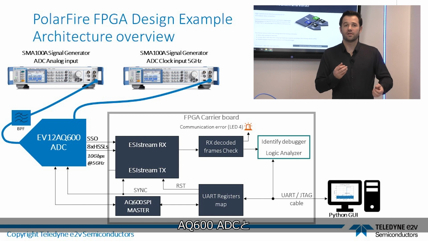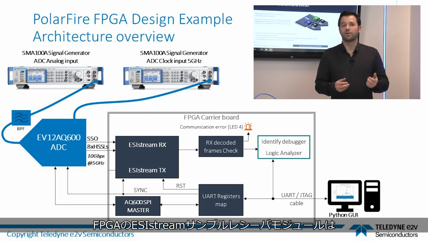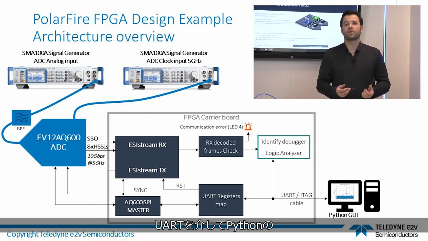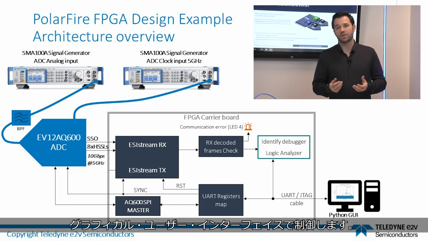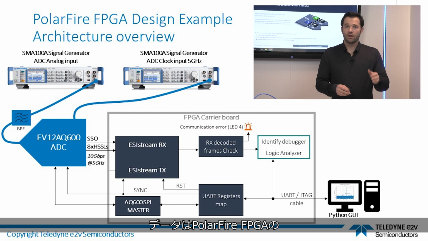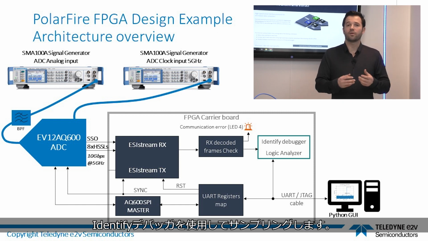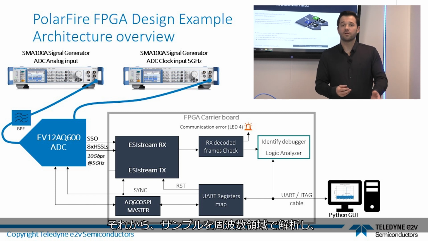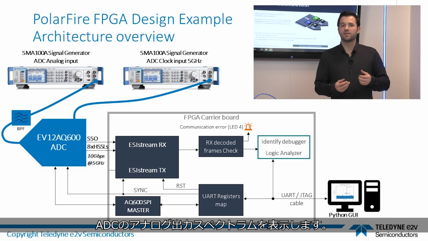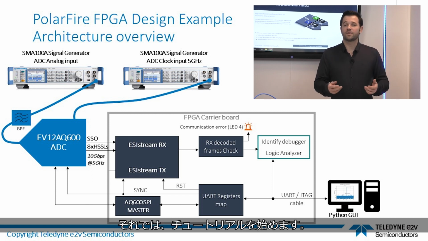The AQ600 ADC and the EasyStream samples receiver module in the FPGA are configured using UART and a Python graphical user interface. Samples are acquired using the Identify Debugger feature of the PolarFire FPGA, and then samples are analyzed in frequency domain to display the ADC analog input spectrum. Now, let's start this tutorial.